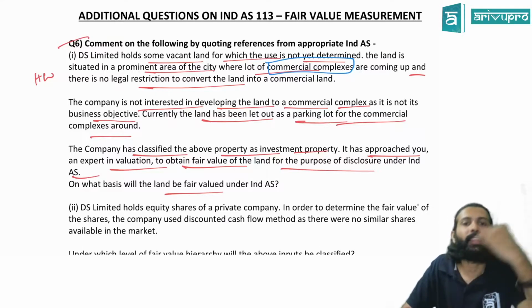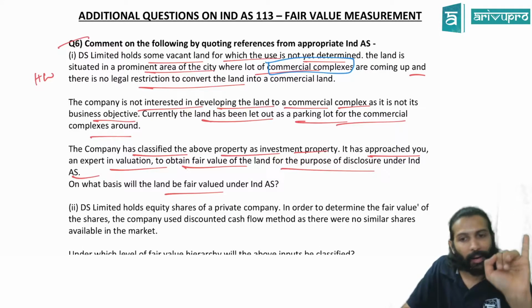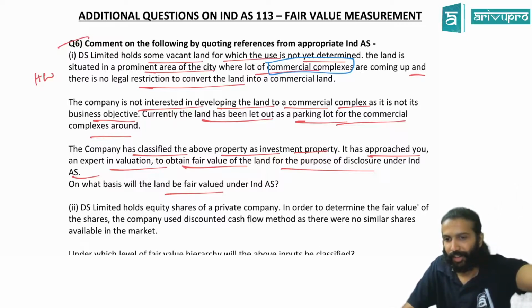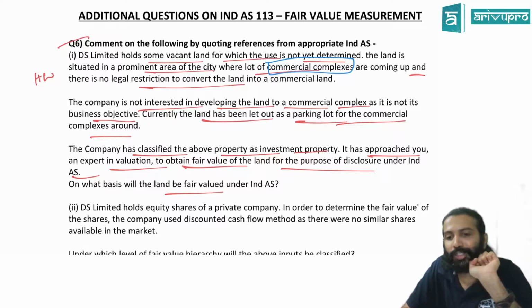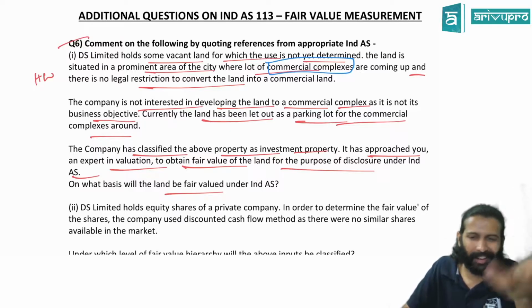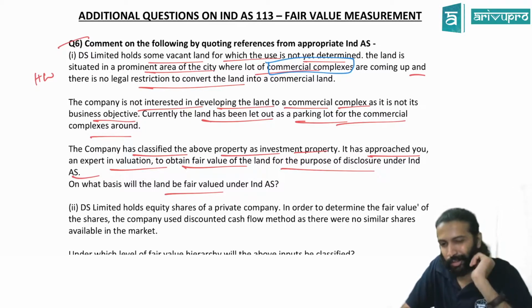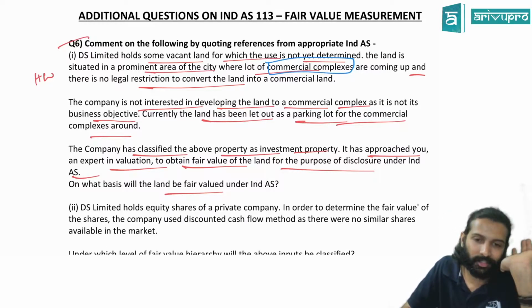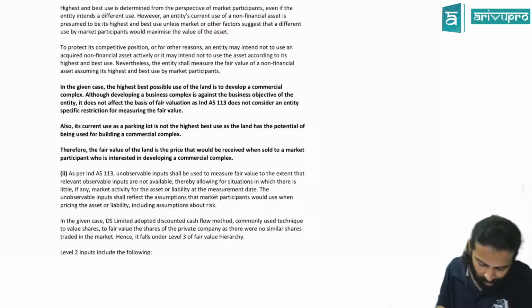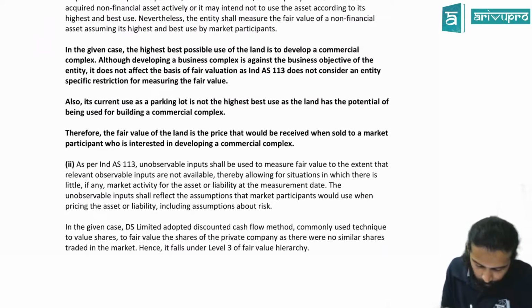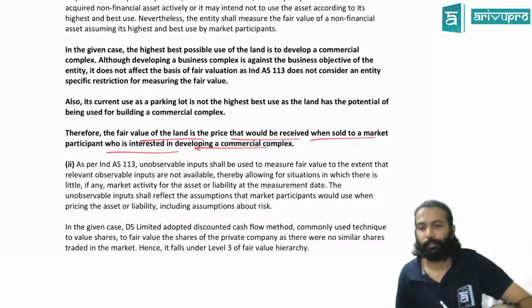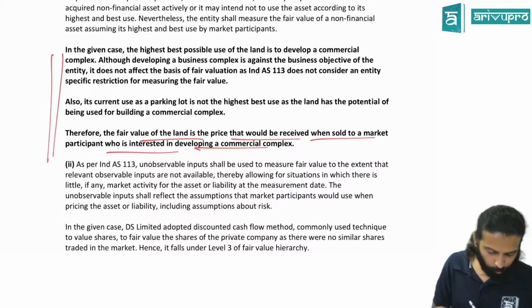Point number 4, what will you write? In the current case, the land is used as a parking lot, but the highest and best use for that land could also be a commercial complex. So in the present case, highest and best use is a commercial complex, since parking lot income will always be lesser than commercial complex income. So fair value will be determined on that basis. That's what they've given here: the fair value of the land is the price that would be received when sold to a market participant who is interested in developing a commercial complex. These three we have put in bold.